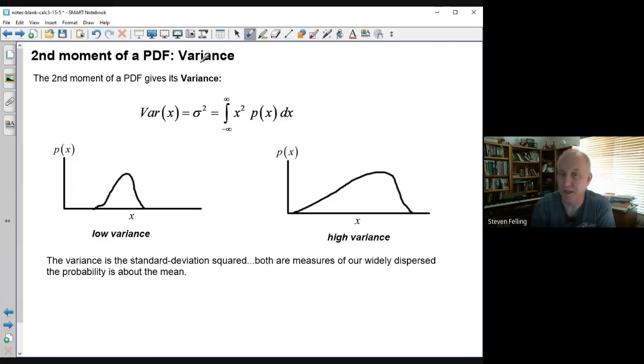The second moment of a PDF actually gives you variance. So if you take the distance or the value squared times the probability density function, you get the variance. And the variance, for those of you that have taken AP statistics, know that that's the standard deviation squared, which is a measure of how widely dispersed the data is around the expected value. So I'm just doing a single dimension variable here, but this would be a distribution that has a low variance, and this has a high variance, more spread around the expected value.